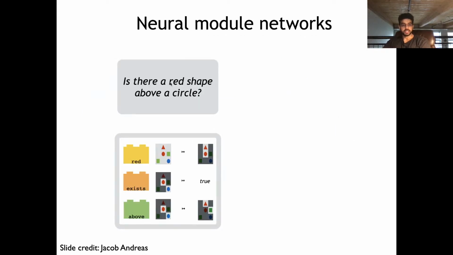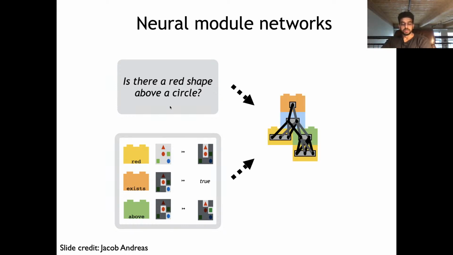If we have this question, is there a red shape above a circle? What I want to do is basically turn this into a program where I have red, exists, above, and then I apply this to each of the shapes that are determined to be circles. And the idea behind these neural module networks is that I'm going to have a separate mini network that is going to learn how to do each of these different predicates, or learn what red is or learn what above is.